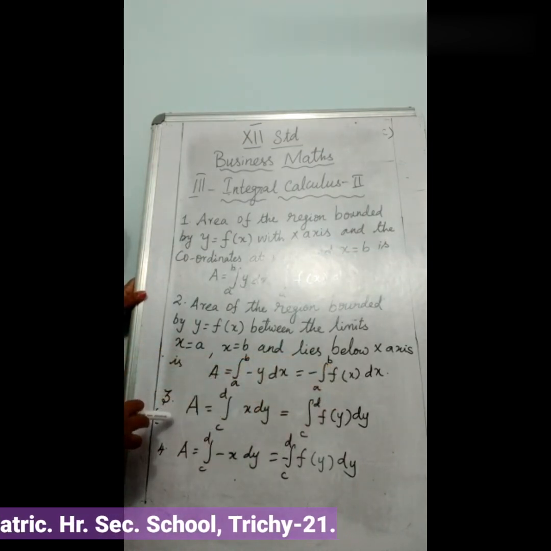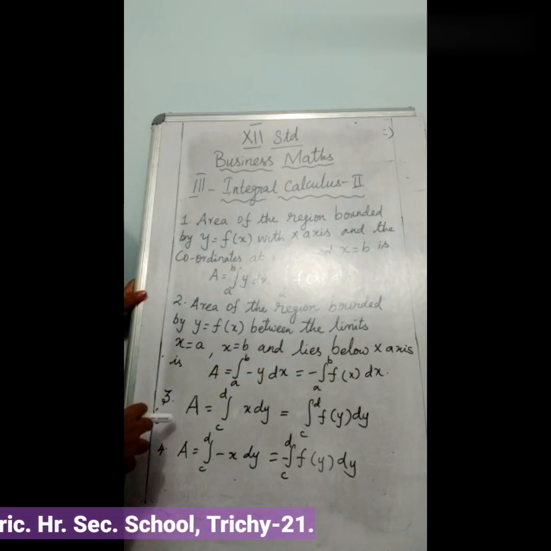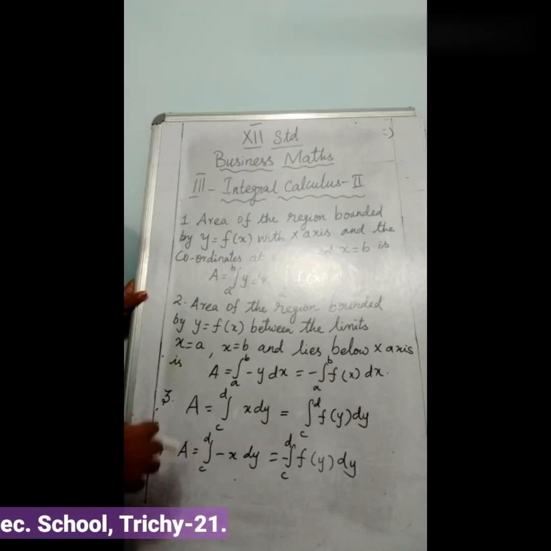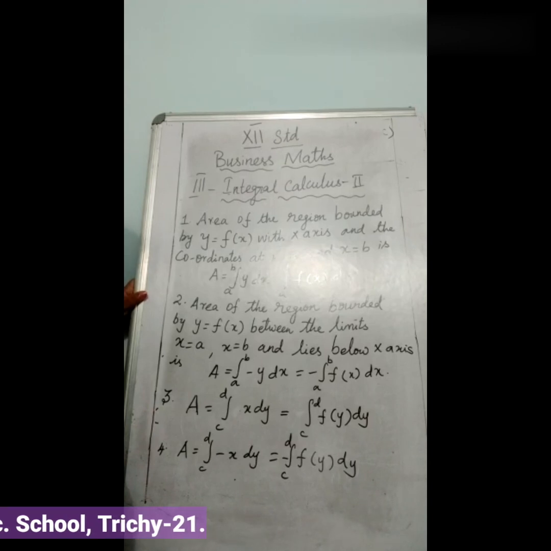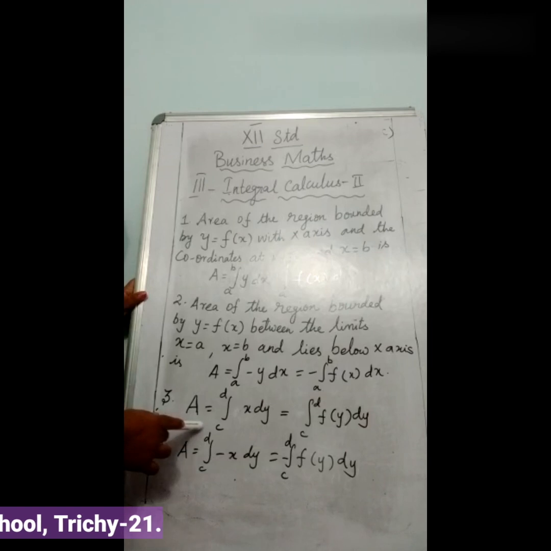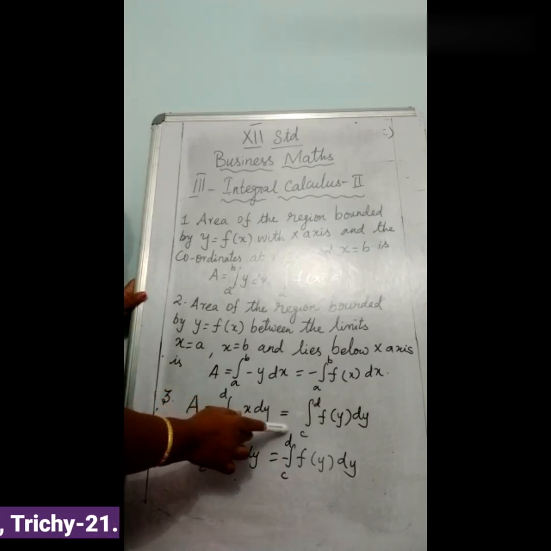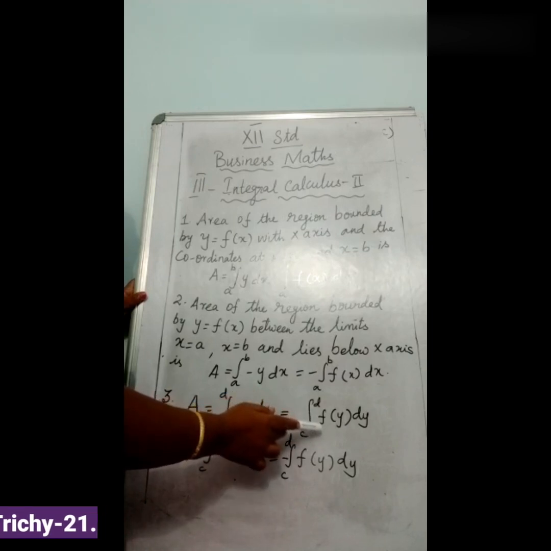Third one, area of the region bounded by x = f(y) between the limits y = c, y = d with the y-axis, then the area lies to the right of the y-axis is A = integral of c to d x dy = integral of c to d f(y) dy.